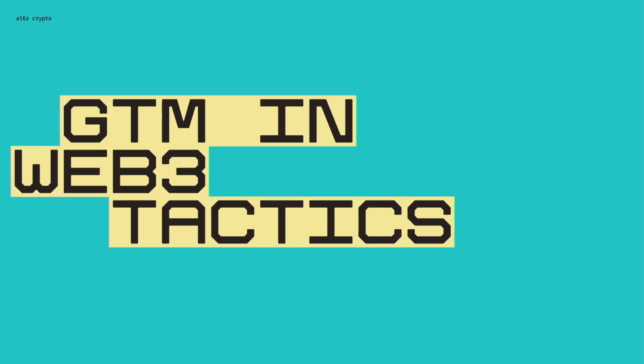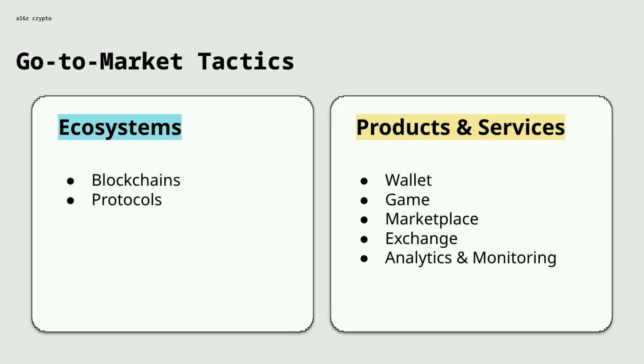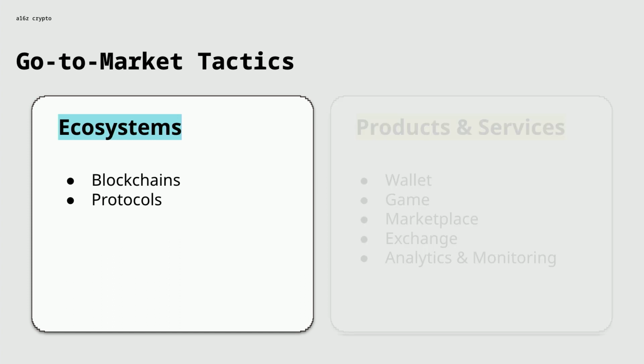Now that you have your go-to-market plan, what are some go-to-market tactics that you could use? This broadly divides into whether you're thinking about things like ecosystems. This could be layer 1 and layer 2 blockchains, or protocols like Uniswap and Compound. Or the second group would be products and services, and these could be wallets, marketplaces, or analytics and monitoring services as some examples. So let's deep dive into ecosystems.